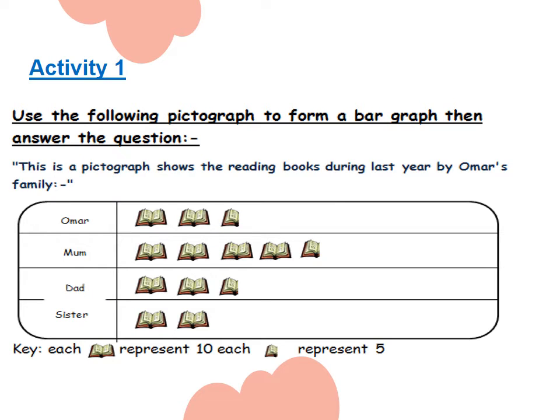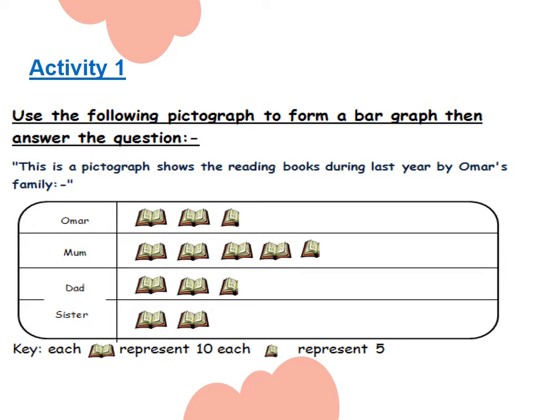Let's answer activity number 1 to understand the pictograph. Use the following pictograph to form a paragraph, then answer the questions. This is a pictograph that shows the books read during last year by Omar's family. Let's see Omar. How many books are in front of Omar?